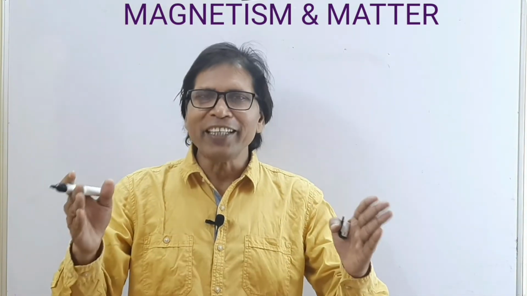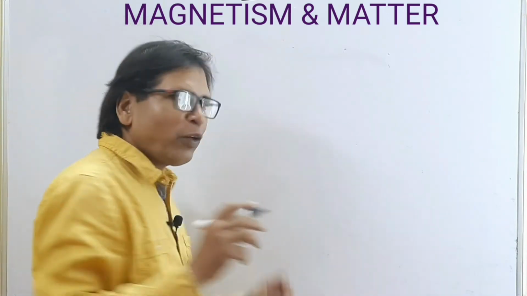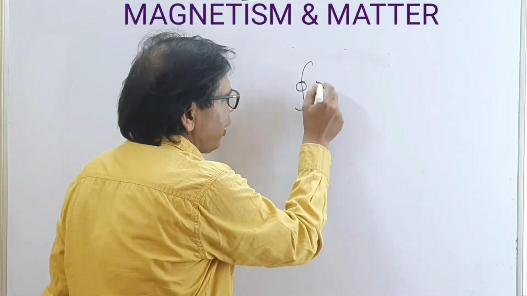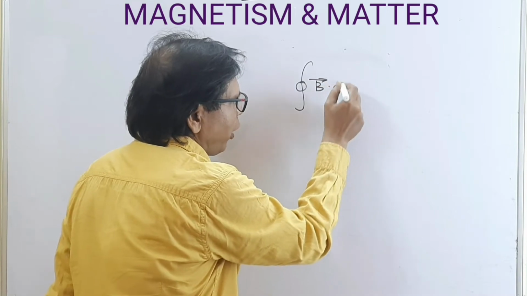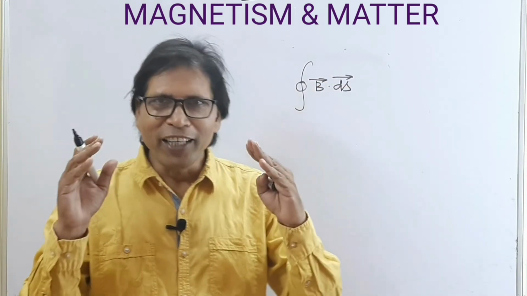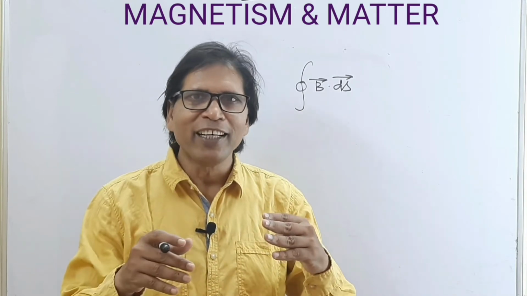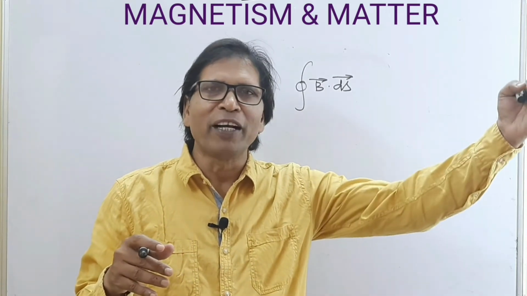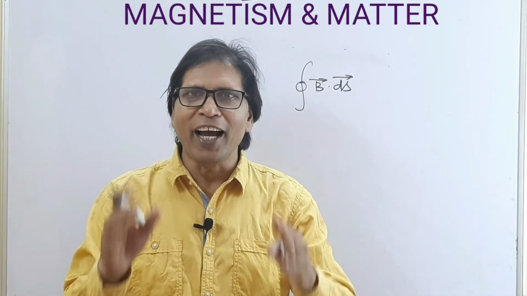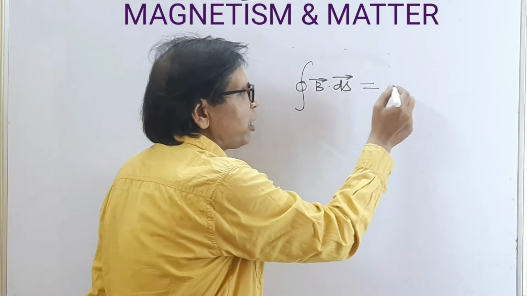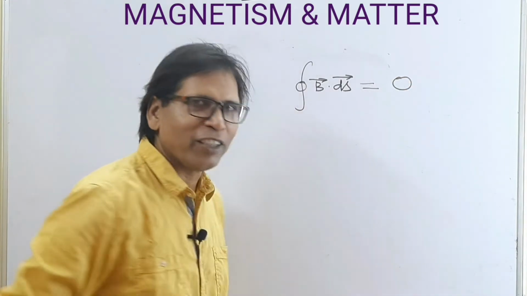Okay. Now Gauss law of magnetism. The magnetic flux through a closed surface is the surface integral of B vector dot dS vector. Now, in a closed surface, the number of entering field lines is equal to the number of leaving field lines. So, net field lines become 0. Now, the surface integral of the magnetic field is equal to 0.